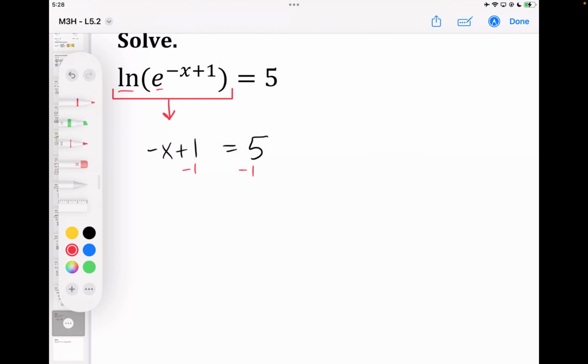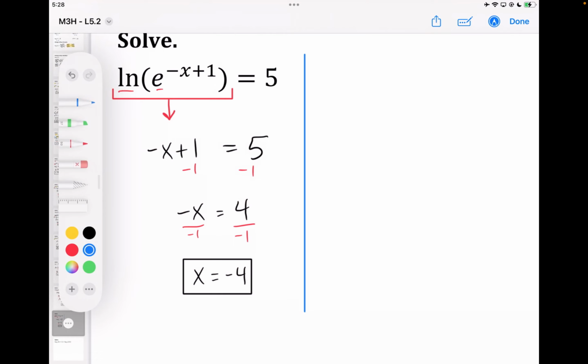So I'll subtract 1. I've got negative x equals 4. And then if I divide by negative 1, I end up with a result of x equals negative 4.